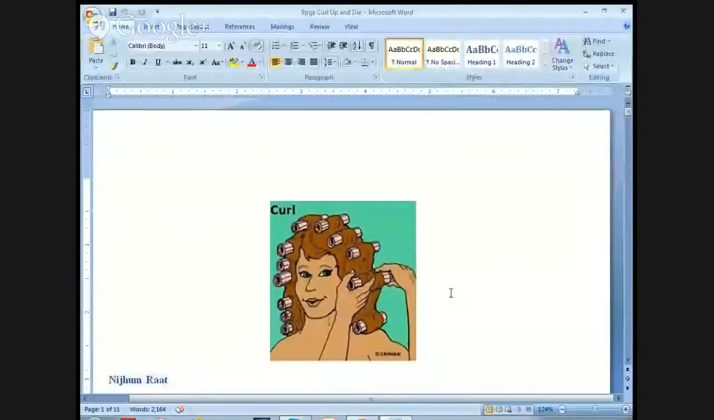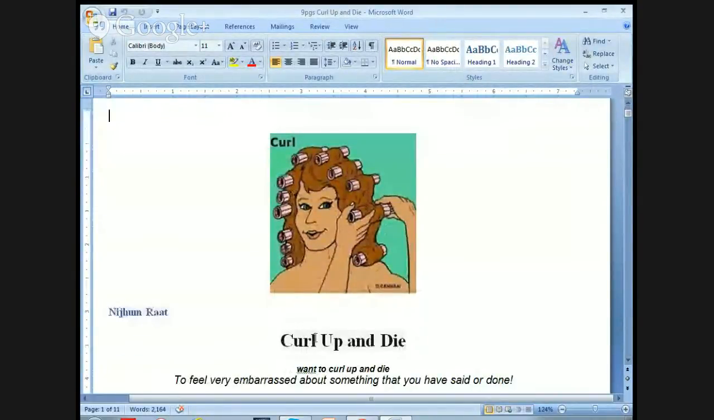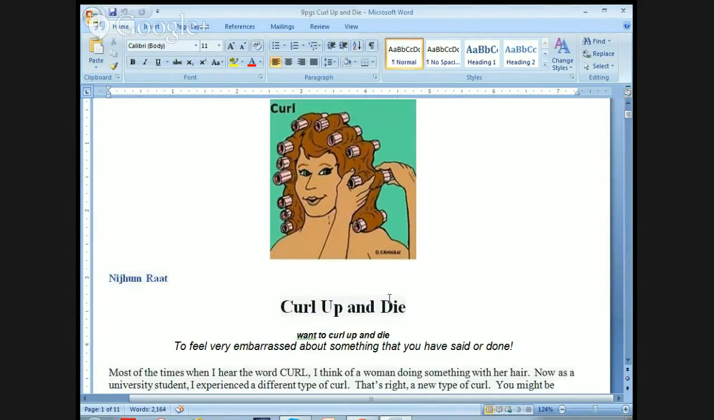Fantastic. Well, I hope that you will enjoy the fact that this is from a student that is an English language learner, and she actually wrote the story. I did a little bit of editing of the story, but this is in fact an English language learner story. And she was charged with the task of writing a scenario of curl up and die. Now, this is an idiom. Can you tell me what this phrase means to you, Peter?